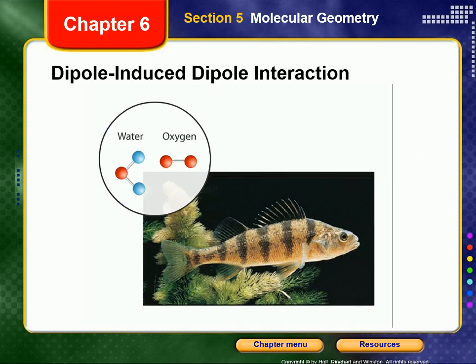The oxygen dissolved in water is vital to the fish and other aquatic organisms. But how does a nonpolar molecule like oxygen stay dissolved in a polar solvent like water? Let's take a closer look.